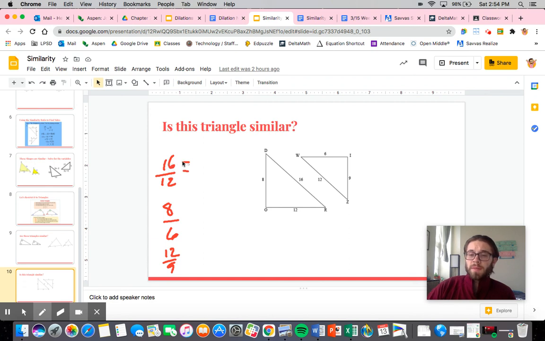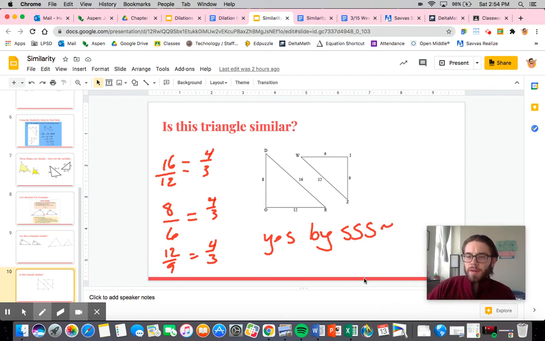All right, so if I simplify this, this is 4 over 3. If I simplify this, divided by 2, that would be 4 over 3. If I divide each of these by 3, it's 4 over 3, right? So yes, by side, side, side similarity.